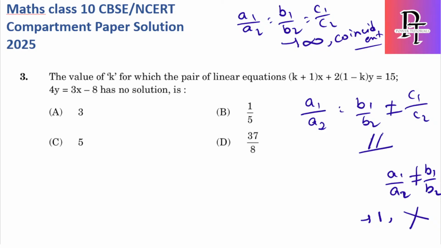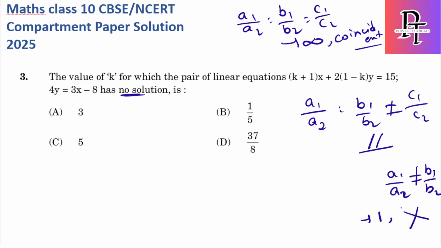I have covered all three concepts which can be related to this type of question. If they ask you about infinite solutions, then all three ratios should be equal and the lines are coincident. If it is parallel, like this scenario where there is no solution, then for parallel, a1 by a2 should be equal to b1 by b2 and not equal to c1 by c2.